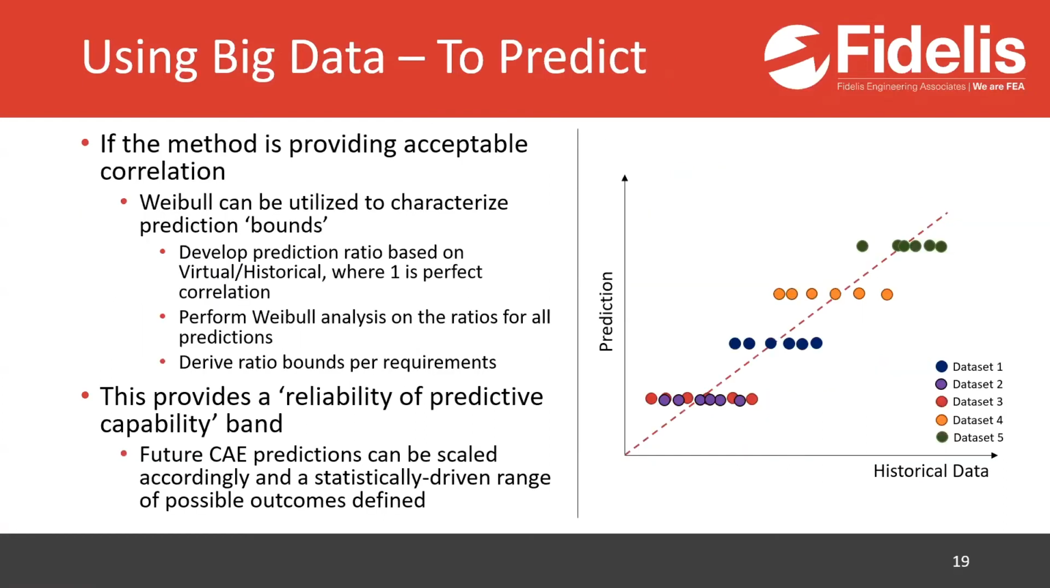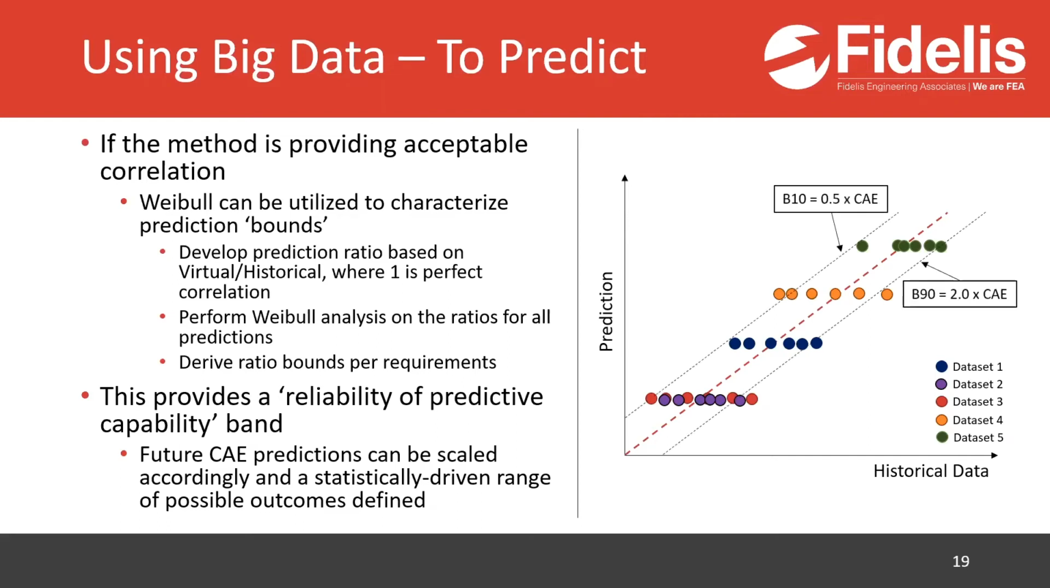Secondly, we can use our big data even further, and now we can use it to predict, actually. So we're using Weibull again, and we're going to build some prediction bounds by developing what we call a prediction ratio, which is virtual versus historical. One would be perfect correlation. For example, if I have an 80,000 cycle prediction, but reality was 100,000 cycles, our ratio will be 0.8. We then perform a Weibull analysis on this set of ratios and derive ratio bounds per our requirements.